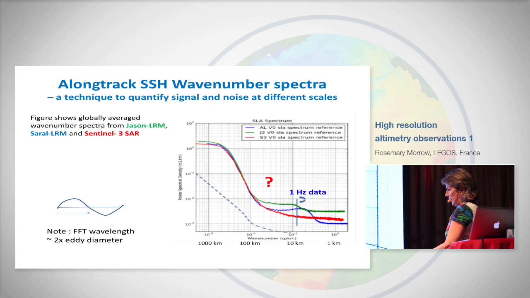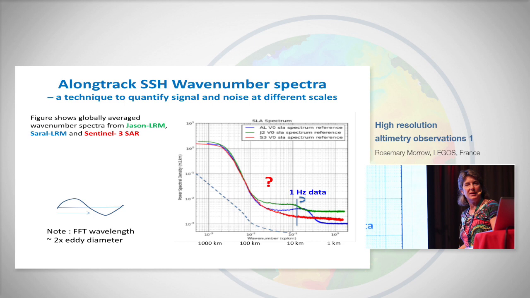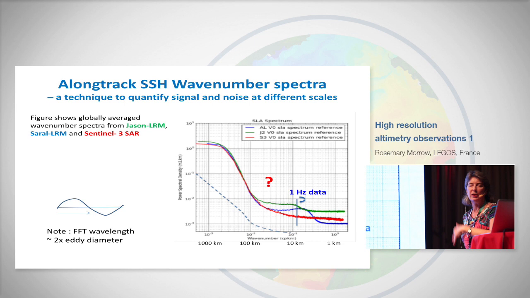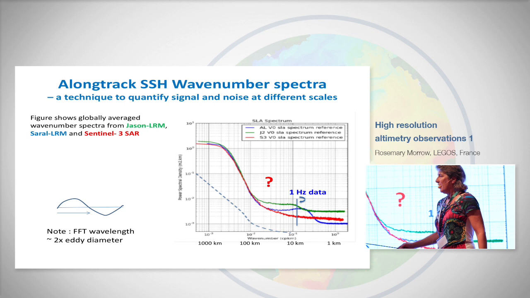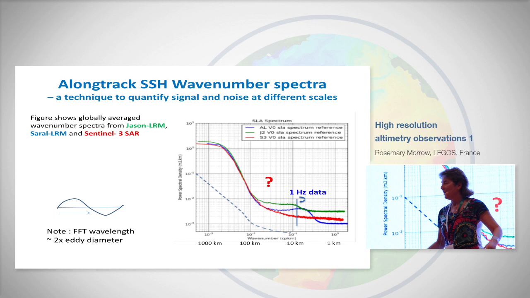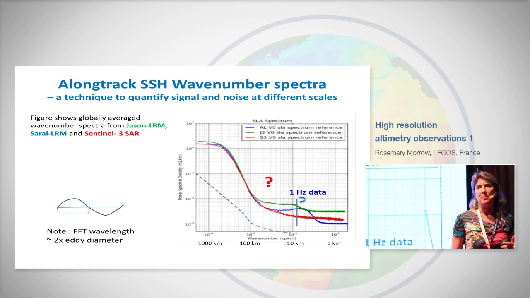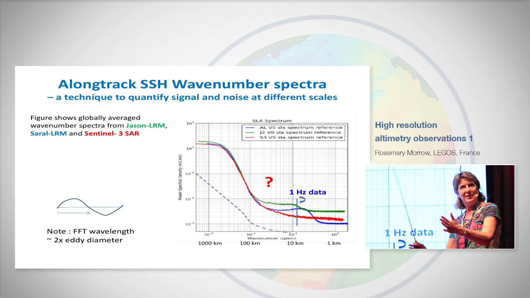One thing we can do is estimate, everywhere in the ocean, a spectral analysis and see how the noise levels are varying from one geographic area to another or from one season to another. And just to note that when we're talking about wavelengths of 100 kilometres, if you're going across an eddy that has a certain diameter, when you do the Fourier transform, its wavelength will essentially be twice the diameter. So when we say they can all see things at 100 kilometre wavelengths, they can see eddy diameters of about 50 kilometres.